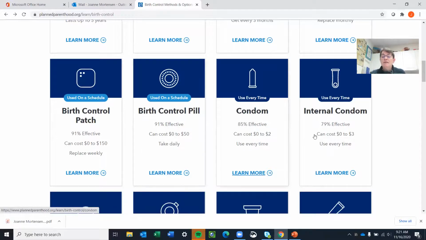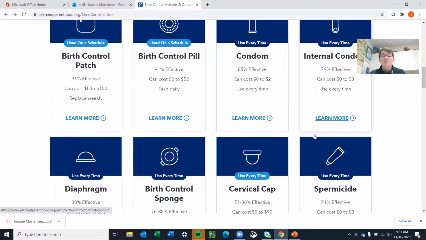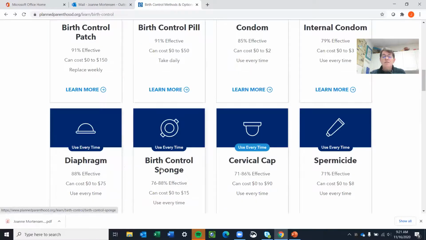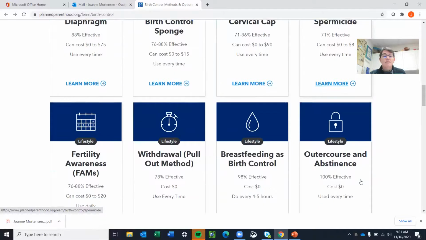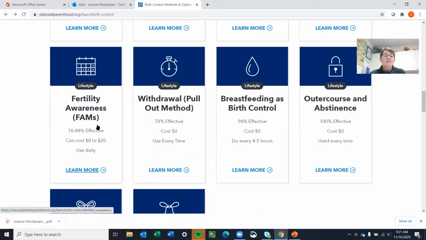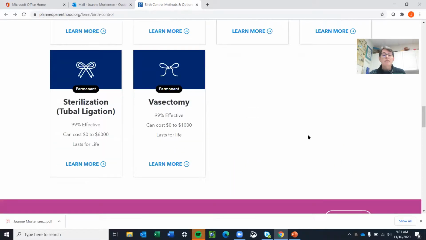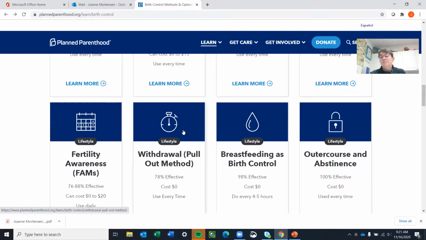And then we have condoms, and we have internal condoms or female condoms, diaphragms, contraceptive sponge, cervical cap, spermicide. And if you want to do lifestyle, you can do fertility awareness. You can do withdrawal, breastfeeding, outercourse and abstinence. Oh wait, there's still more. Oh yes, and sterilization and vasectomy. So there's a lot more forms of female birth control than there is male birth control. And you should probably know a couple of them.